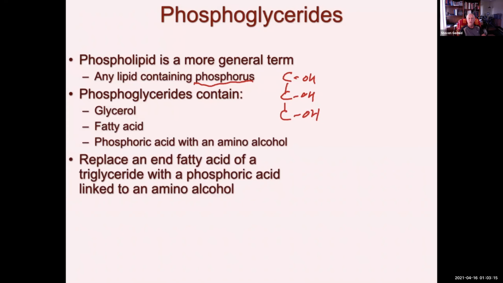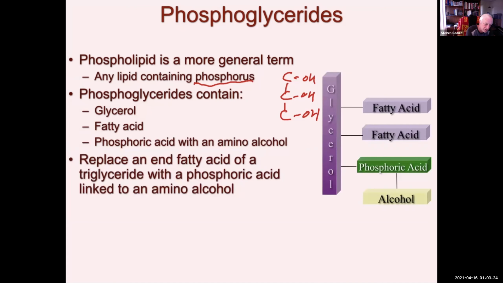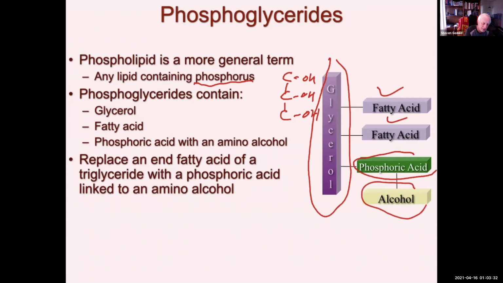Replace one fatty acid of a triglyceride with a phosphoric acid that's linked to an amino alcohol. So this is glycerol, the same thing we've all been doing, 3 carbons. We still have 2 fatty acid chains, and now we take 1 chain, put phosphoric acid on it, and attach an amino alcohol to it. And that's your phospholipid now, because there's a phosphate group on it.